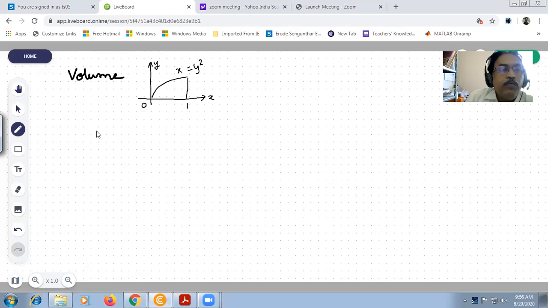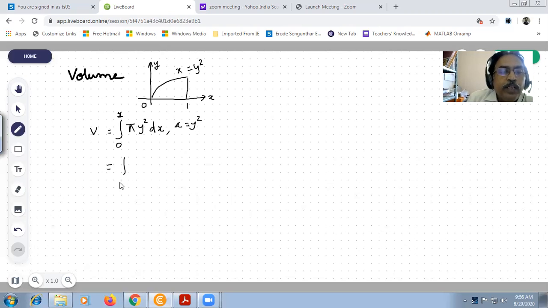So what is the volume of rotation? V is given by the integral of π y² dx, right? Here the limit is given as 0 to 1. Given x = y², you can replace y² with x.